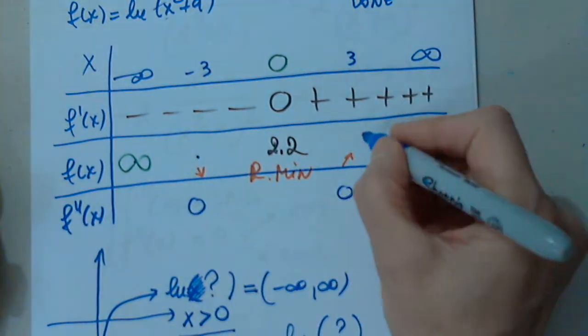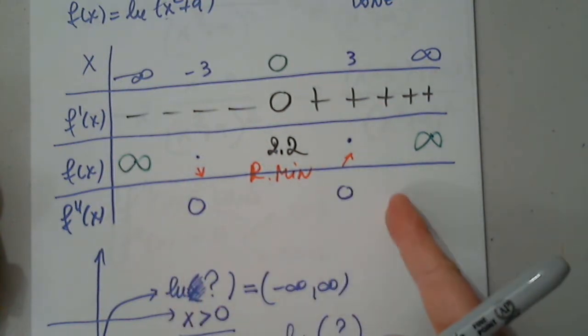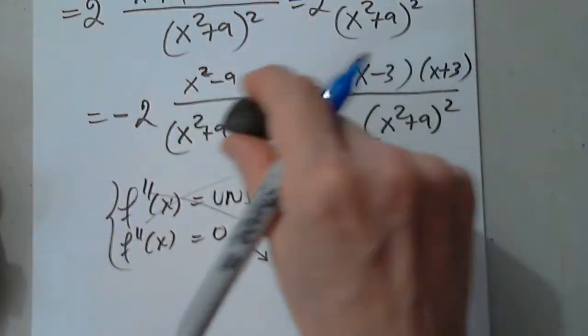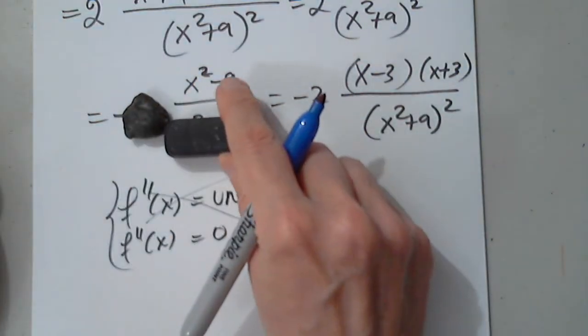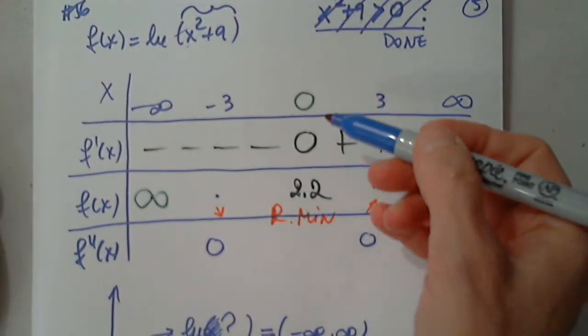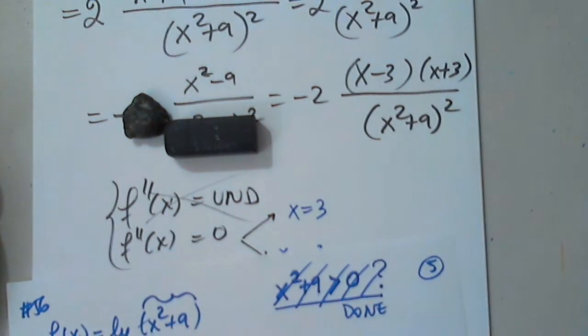Have to find this value right here. But let's study the sign. Which portion of this you're not going to waste time with? The denominator. The denominator and this 2 in front. In negative x squared minus 9, please pick 0 and tell me the sign.